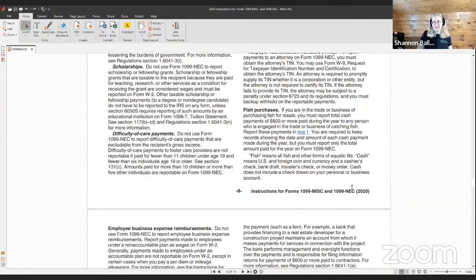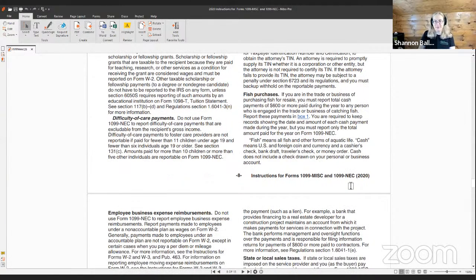Fish purchases. If you are in the trade or business of purchasing fish for resale, you must report the total cash payments of $600 or more paid during the year to any person who is engaged in the trade or business of catching fish. Report these payments in box 1. You are required to keep records showing the date and the amount of each cash payment during the year, but you must report only the total amount paid for the year on Form 1099 NEC.